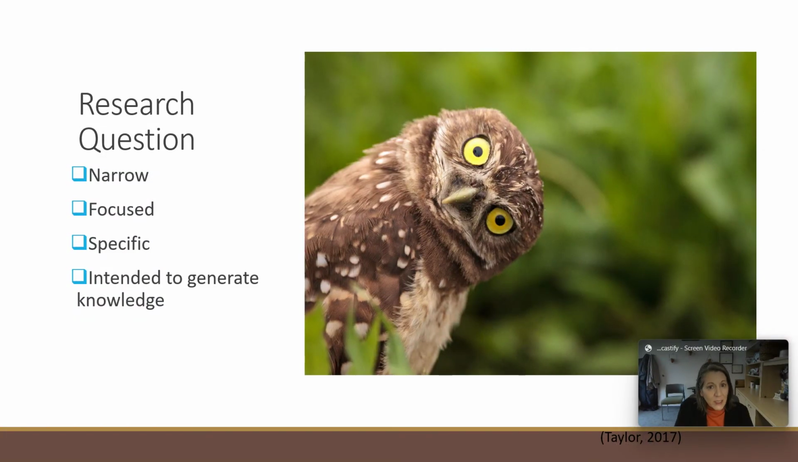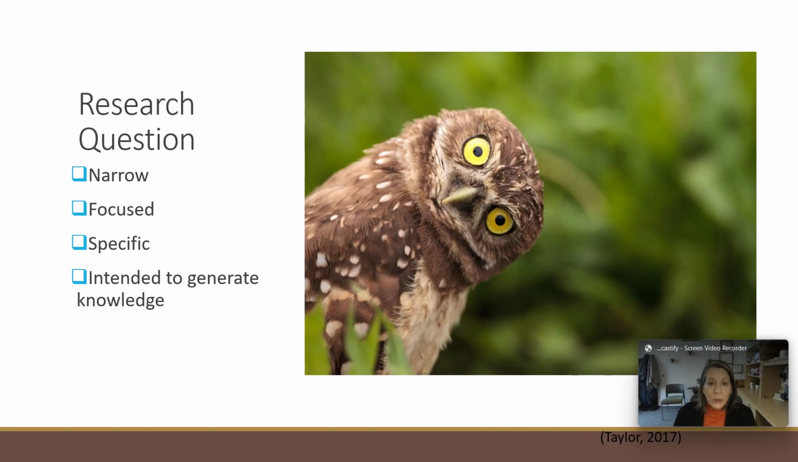This is going to be a little more narrow than the problem. The problem tells us sort of what exists out there broadly, what kinds of things are going on that we've investigated, that's kind of honing in on the topic that we want to investigate. Our research question and our research purpose statement are going to be much more narrow and focused and specific. And this is going to be intended to generate a very specific form of knowledge. And we'll talk about this a little bit more as we go on.